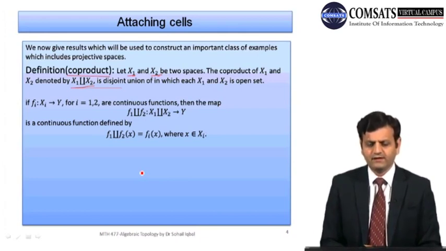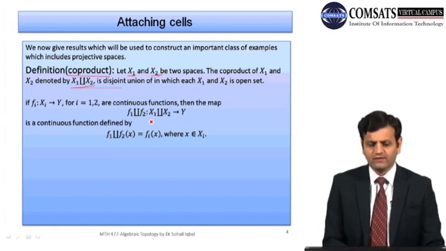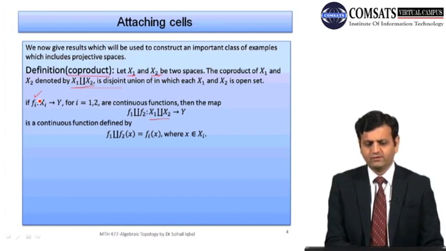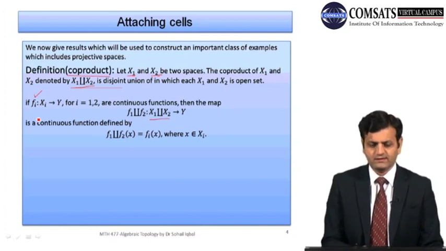We can also define continuous functions from this co-product of X1 and X2 to Y. We need a continuous function from X1 to Y, and a continuous function from X2 to Y, and using those two continuous functions we can define a continuous function from the co-product of X1 and X2 to Y.